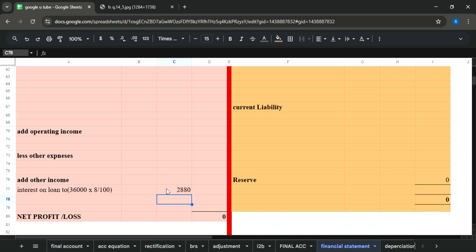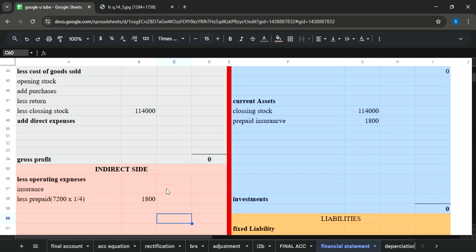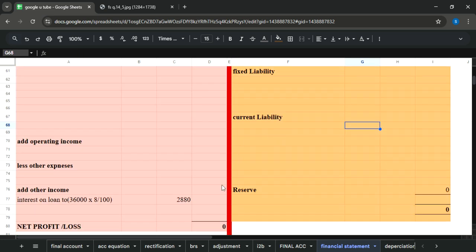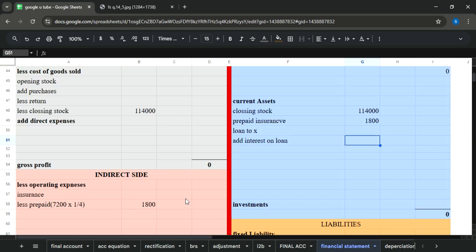Now the second effect. Since you have given this loan to someone, it would be part of your current assets. Here you will see loan to X, and you add the interest on loan which you have just calculated. The amount of interest was 2880. So here you will write 2880.